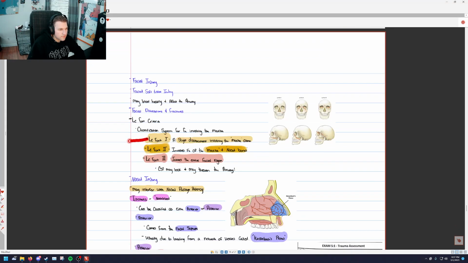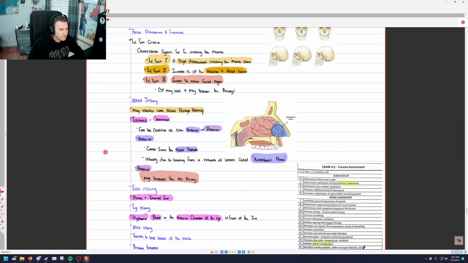There is the Le Fort, which is a classification for maxillary fractures. So you can see it gets low, high, and then it's the complete fracture. It's just a grading system. We have our epistaxis. Most commonly it comes from a network of vessels called Kiesselbach's plexus. These just start rupturing and you get that nosebleed.